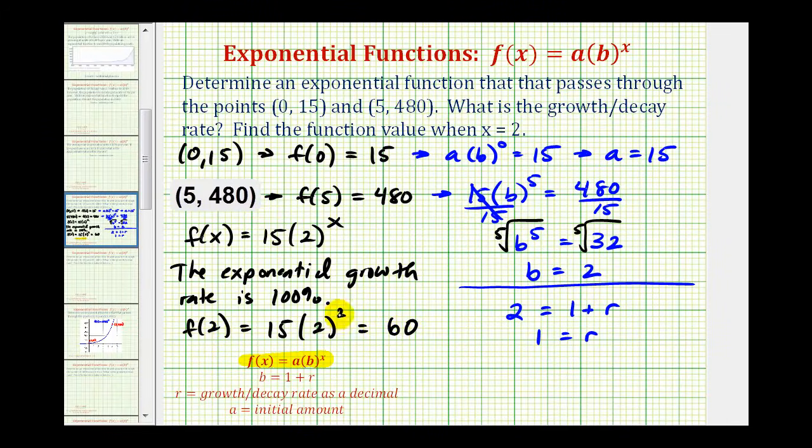Notice from the initial value of 15, the x value increases by 2, which means the function value of 15 would double twice or increase by 100% twice. So if we start with 15 and we double this or increase it by 100%, that would be 30. If we take 30 and double it or increase it by 100%, that would give us a value of 60, which is our function value f of 2.